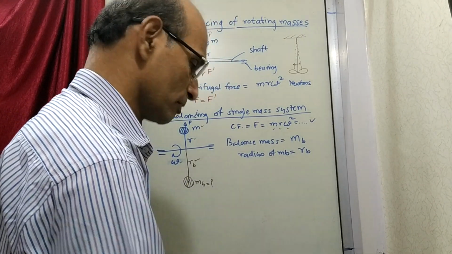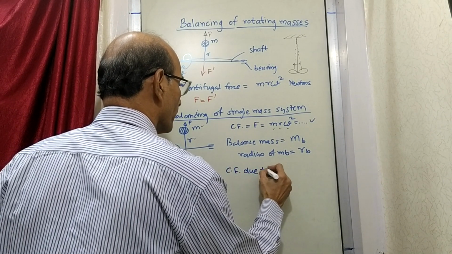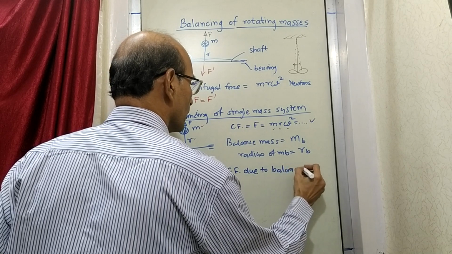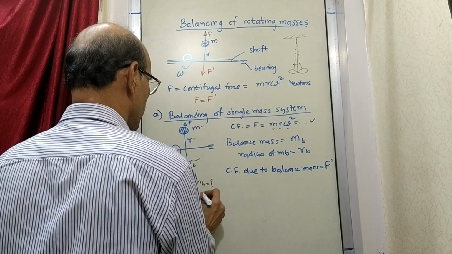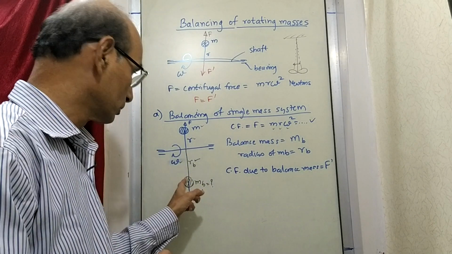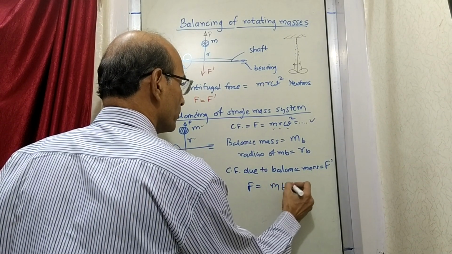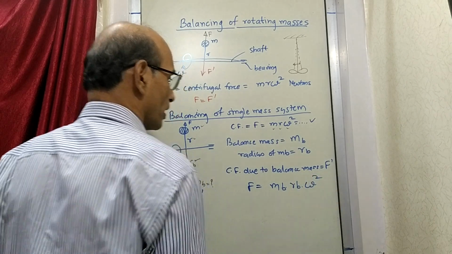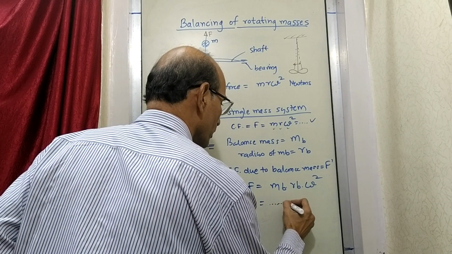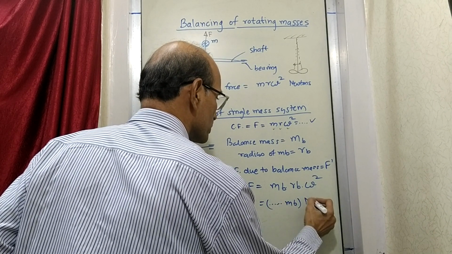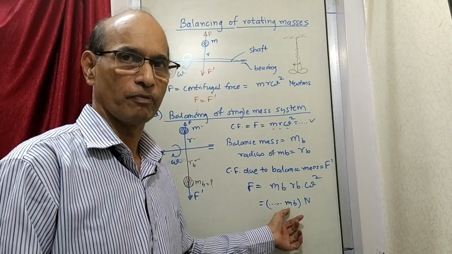So now what we do is, we say that the centrifugal force due to the balance mass is equal to F dash. That means here F dash is going to act because of the balance mass, and that F dash is equal to mb rb omega square. Now this, if you calculate, will be in terms of mb, in newtons. So there will be some numbers and mb. mb is unknown, which you have to find out.